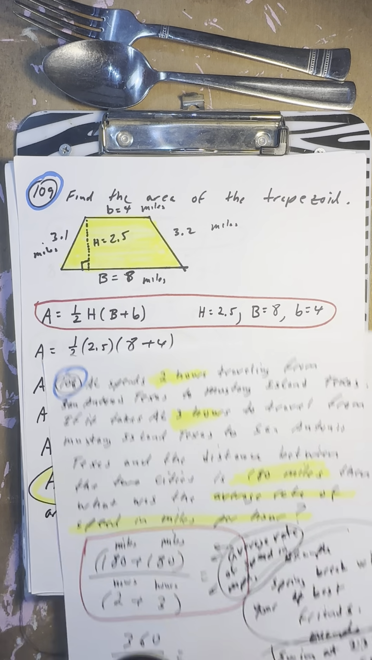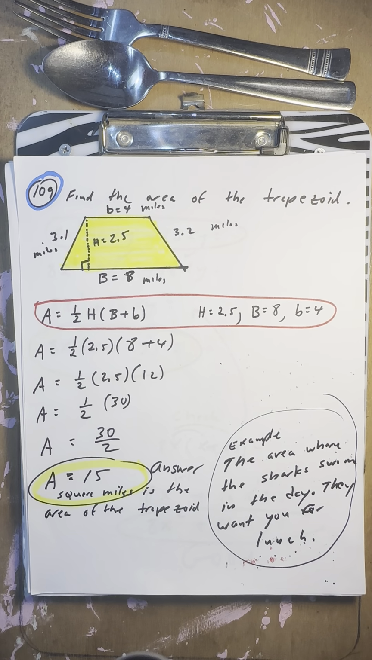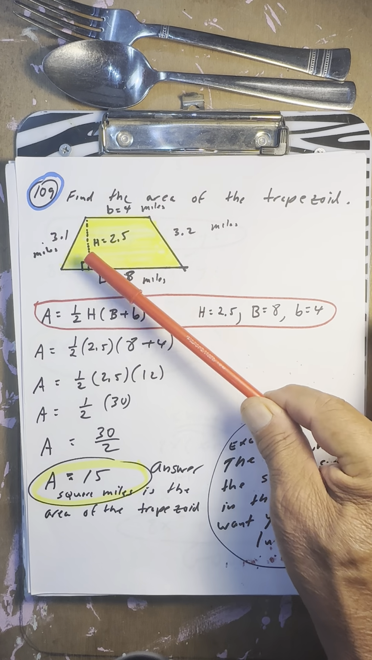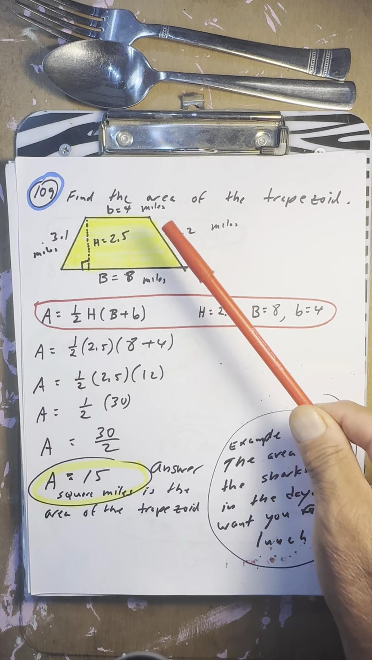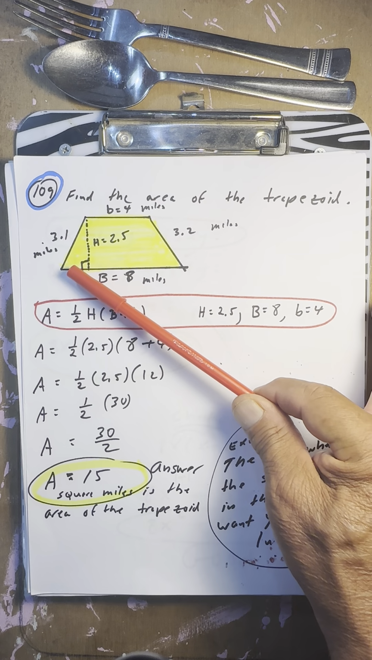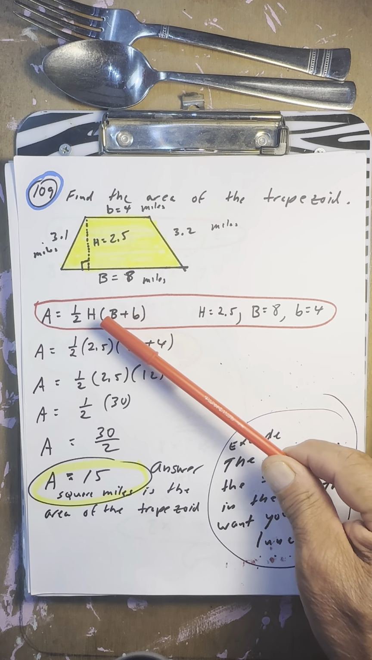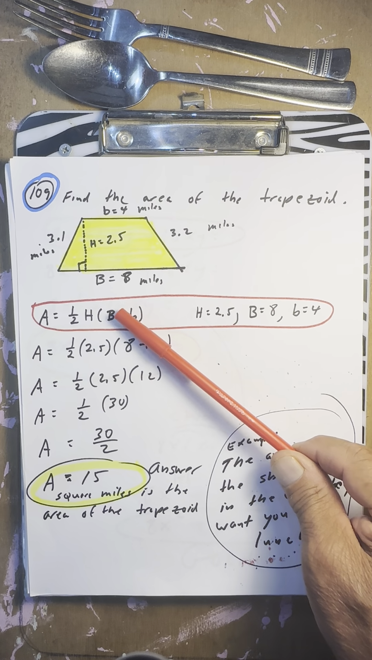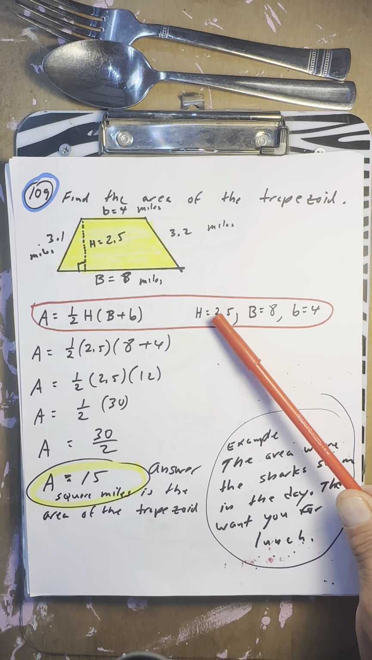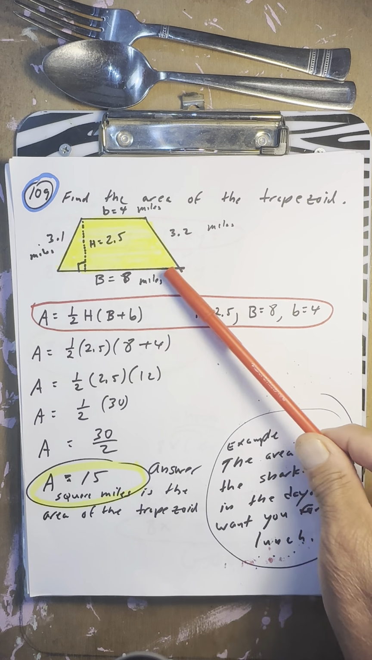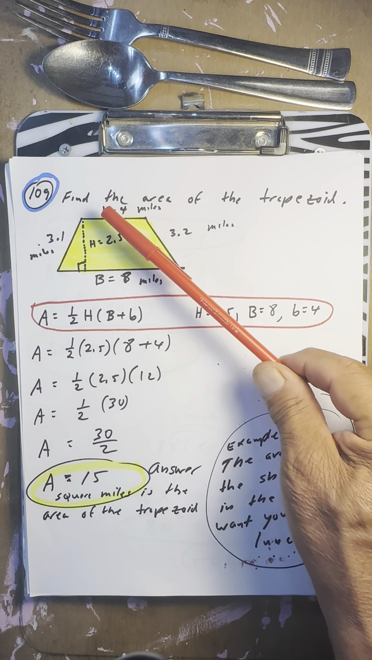Have fun out there. Find the area of the trapezoid. The trapezoid looks like this. You have a height, you have a base, you have another base. So big base, little base. Area equals 1/2 times height times the sum of the bases, 1/2 h times (b plus B). We know h is 2.5 miles, big B is 8 miles, and little b is 4 miles.